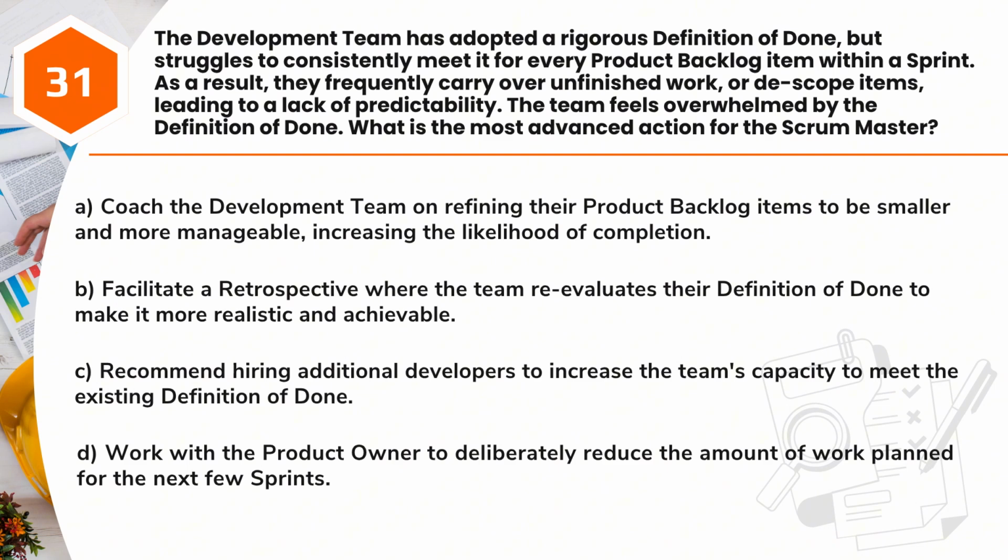A. Coach the development team on refining their product backlog items to be smaller and more manageable, increasing the likelihood of completion. B. Facilitate a retrospective where the team re-evaluates their definition of done to make it more realistic and achievable. C. Recommend hiring additional developers to increase the team's capacity to meet the existing definition of done. D. Work with the product owner to deliberately reduce the amount of work planned for the next few sprints.